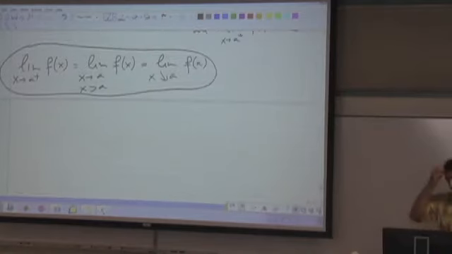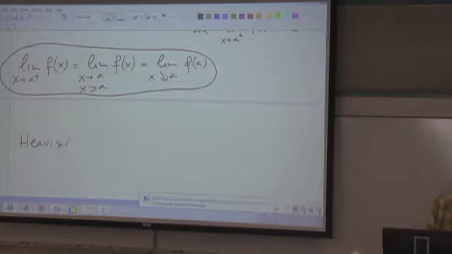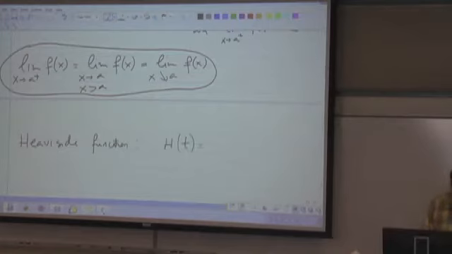For instance, one very standard function, and you might have heard of it before, the Heaviside function, is defined to be h of t equal to 0 if t is less than 0, and equal to 1 if t is bigger than or equal to 0. By the way, I didn't misspell it. It's not heavy as in something's heavy. It's actually the name of the guy who invented it, Heaviside.